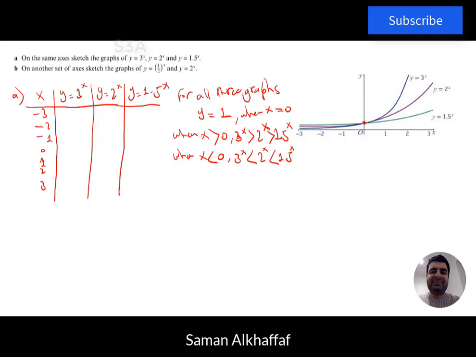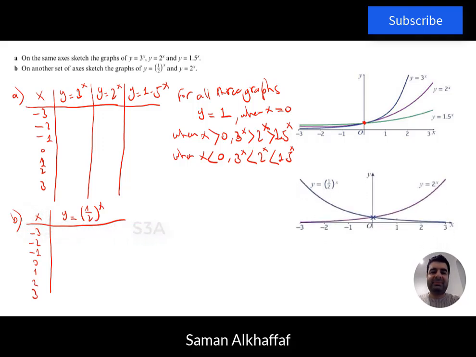For part B, it's a similar scenario. So we will create the graph where we take the x values as -3, so this is for part B, -2, -1, 0, 1, 2, and 3, and then we plot half to the x. So that will give us the graph in the form shown.